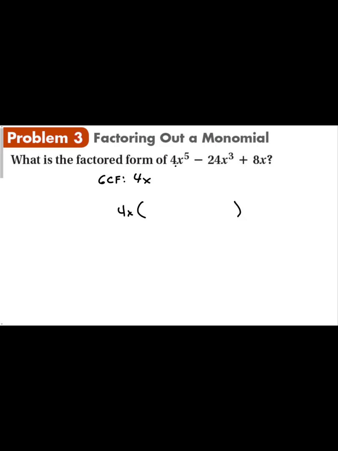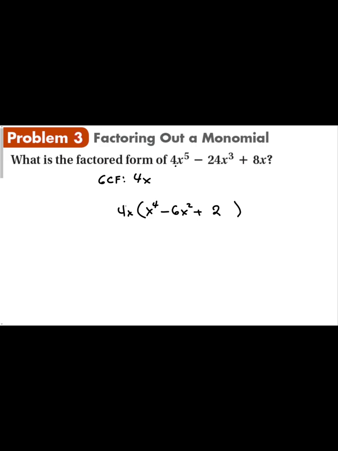So now what I'm going to do is take that and put it on the outside of some parentheses. And now I'm going to divide each term by the GCF. So 4x to the 5th divided by 4x would give me x to the 4th minus 6x squared, right? Negative 24 divided by 4 is negative 6. X to the 3rd divided by x is x squared, plus 2.